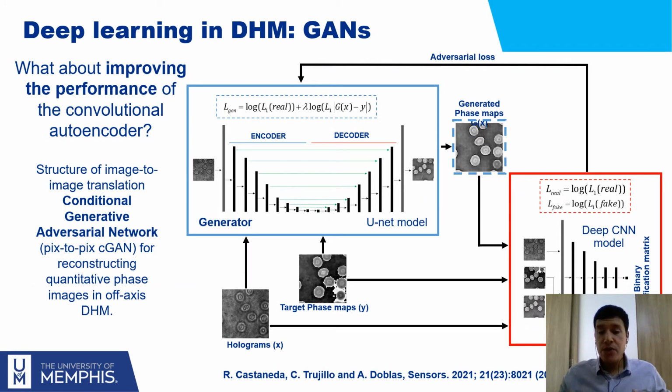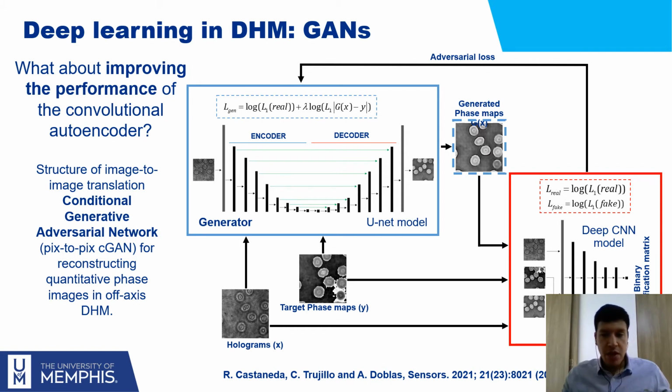What can we do with GANs then in DHM? Well, we thought that we could maybe improve the performance of the convolutional autoencoder. It is a more complex system. It probably requires more data, but at the same time, it is somehow more accurate for high spatial frequency details, which is precisely the drawback of convolutional autoencoders.